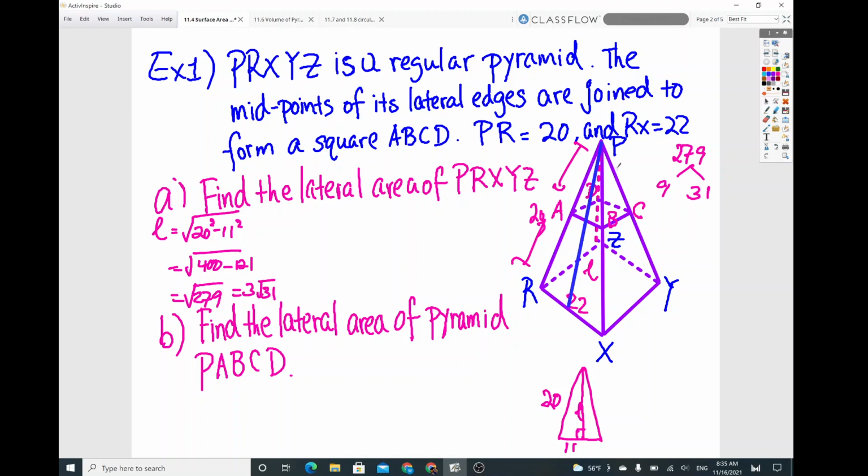So the way to find the lateral area, again using the formula, is 1/2 times the slant height times the perimeter of the base of the pyramid.